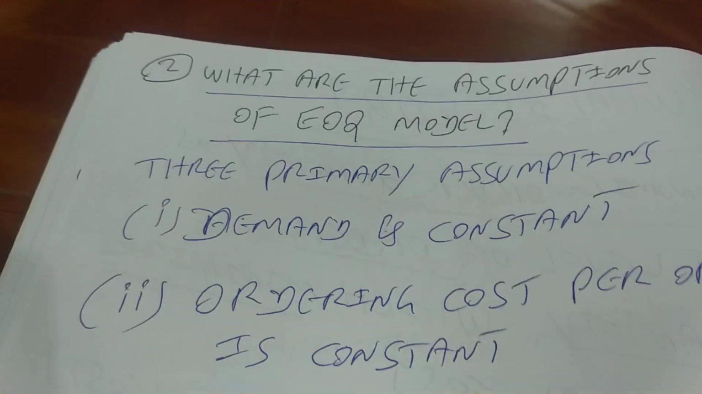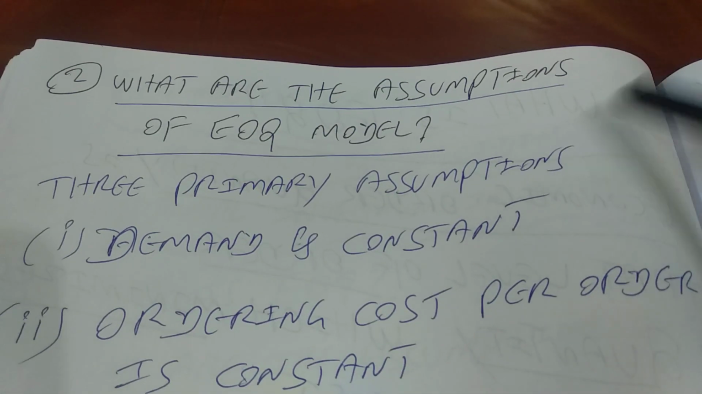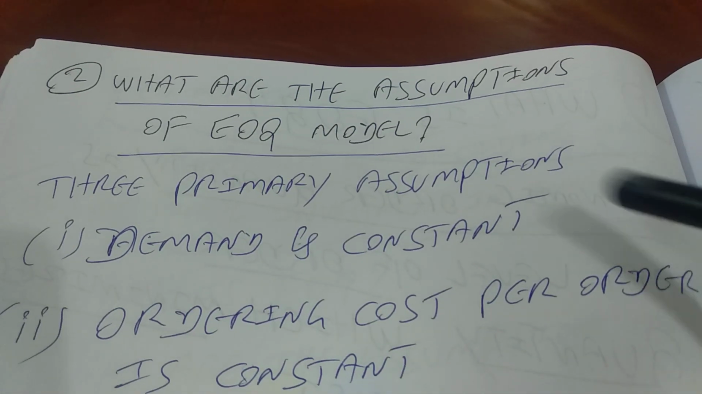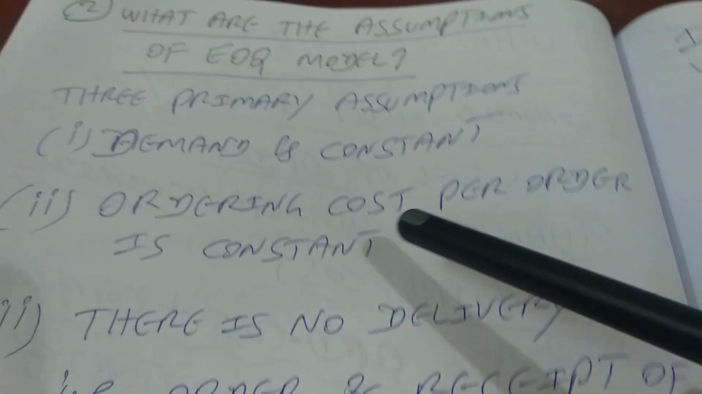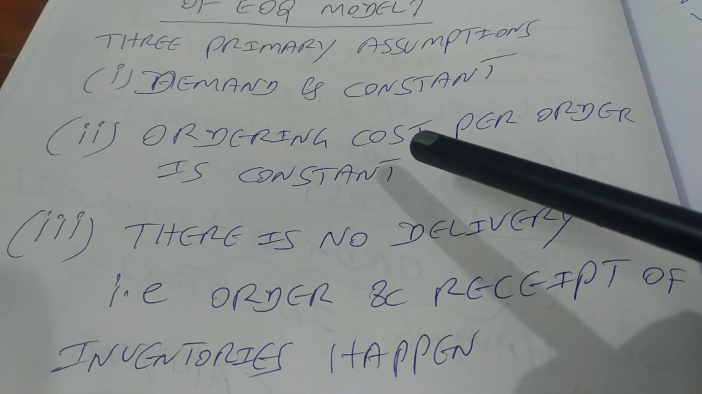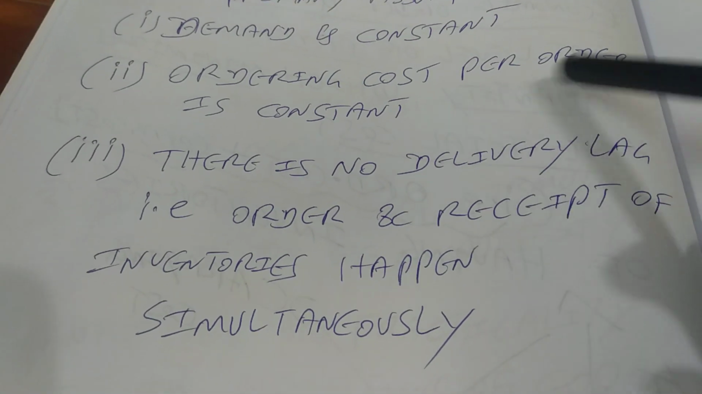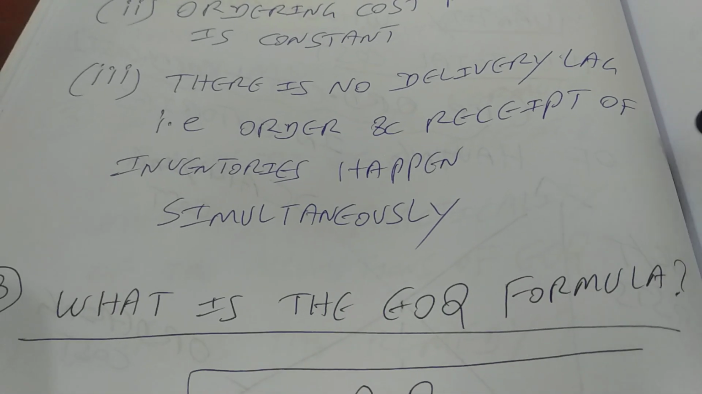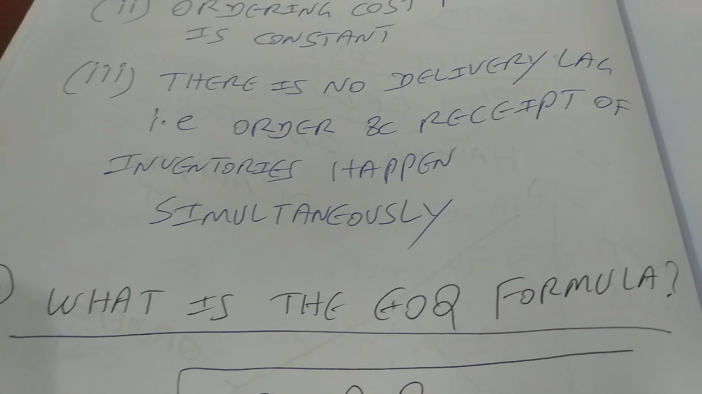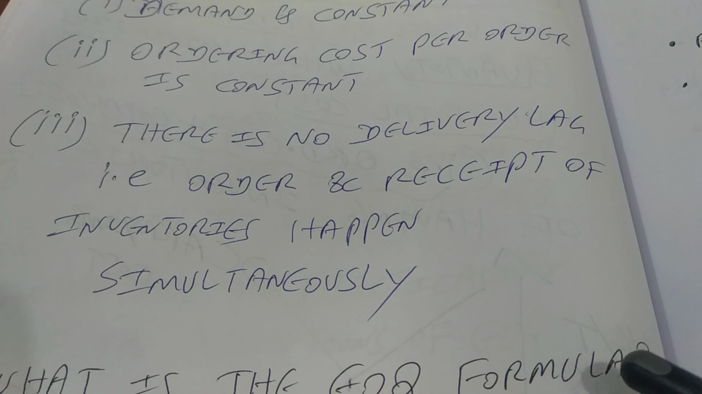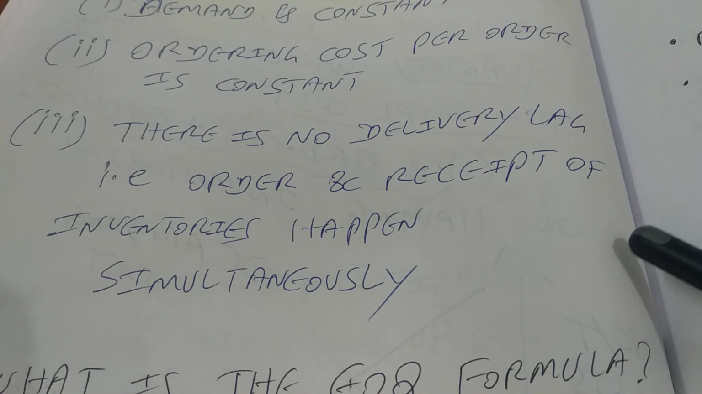So I take you to the second one, that is what are the assumptions of EOQ model. There are basically 3 primary assumptions. Assumption number 1 is we assume that demand is constant for the period. Second one is ordering cost per order is constant, and the last one is there is no delivery lag. That means there is no time gap between the moment of ordering and the moment of receiving the goods from the suppliers, right?